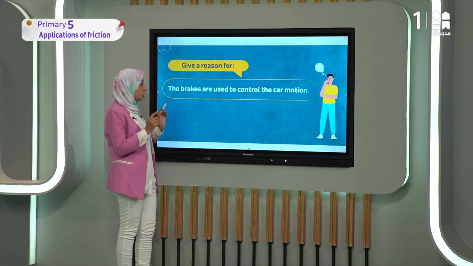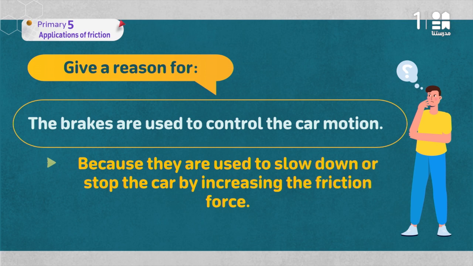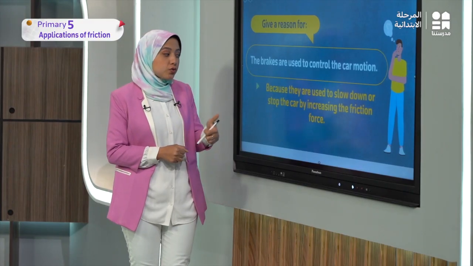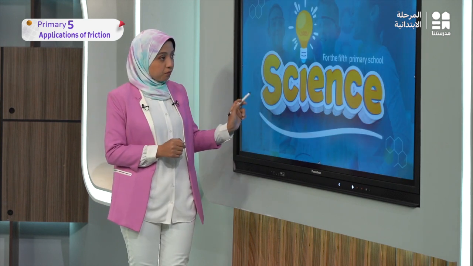Okay, now another give reason question. The brakes are used to control the car motion. ليه البريكس of the car بنقدر نستخدمها عشان نعمل control للcar motion؟ Brakes are used to control the car motion because they are used to slow down or stop. بنستخدمها عشان نعمل ايه؟ slow down or stop the car. How? By increasing the friction force. Again, because they are used to slow down or stop the car by increasing the friction force.